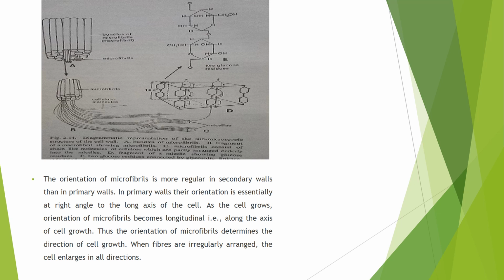The orientation of microfibril is more regular in secondary walls than in primary walls. In primary walls, their orientation is essentially at right angle to the long axis of the cell. As the cell grows, orientation of microfibrils becomes longitudinal, that is along the axis of the cell growth. Thus, the orientation of microfibrils determines the direction of the cell growth. When fibers are irregularly arranged, the cell enlarges in all directions.